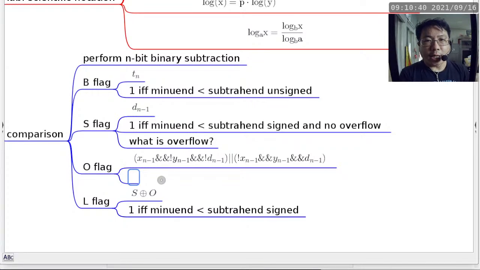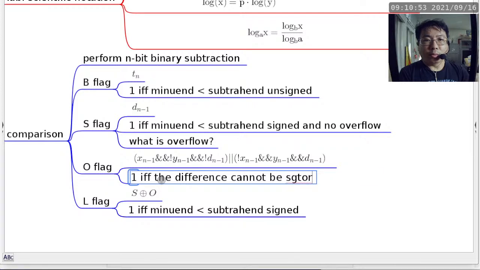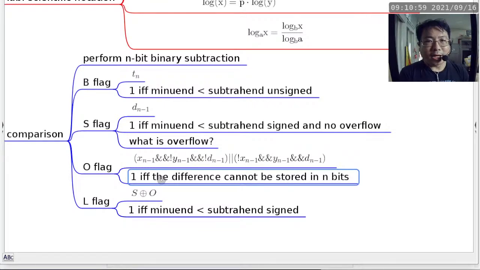So the O flag, what is the meaning of the O flag? The semantics of the O flag is that it is a 1 if and only if the difference cannot be stored in n bits. Okay, so I'll give you an example of what that means. And then we have the L flag.